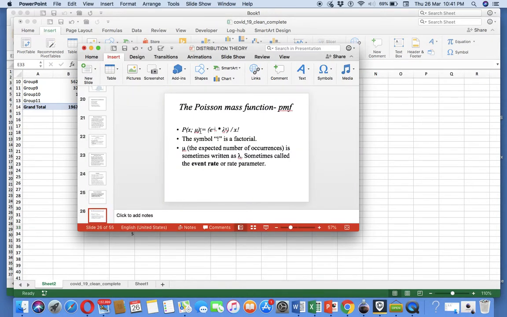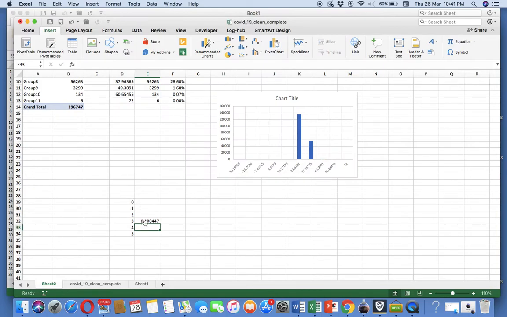e raised to the power of minus lambda. That's a mistake I made. So e raised to the power of minus lambda, where lambda is 2, into lambda raised to the power of 3, by 3 factorial gives us the probability that there will be 3 catastrophes in a year when the mean is 2, which is 0.18.